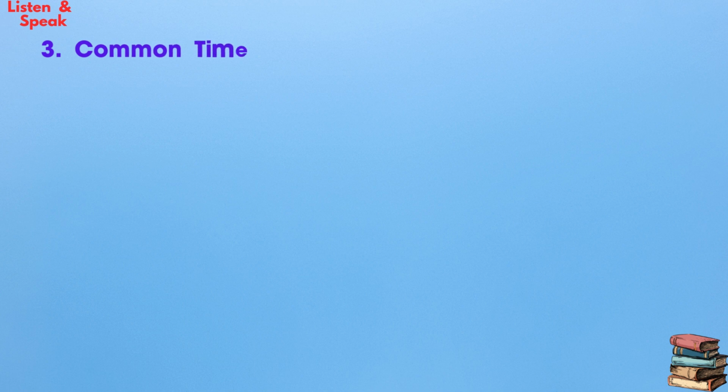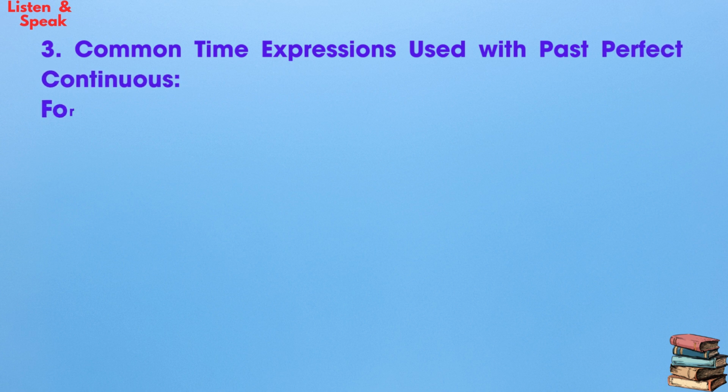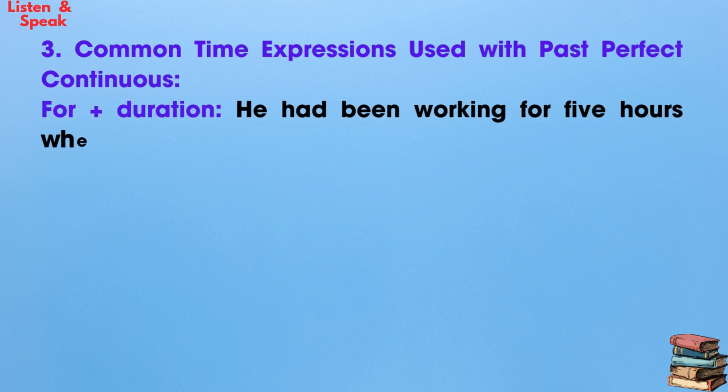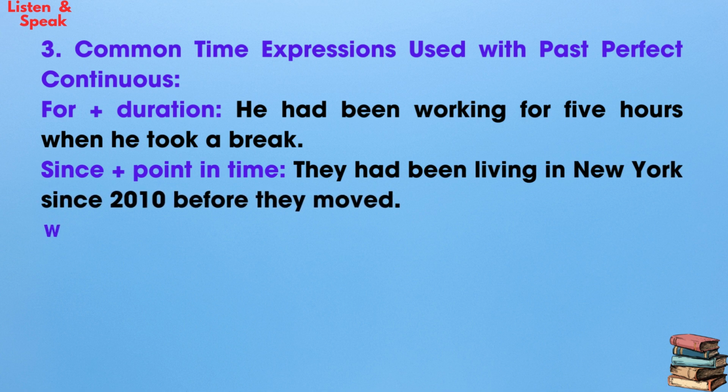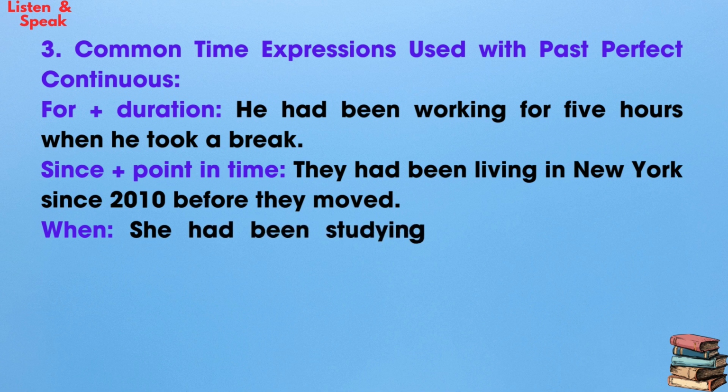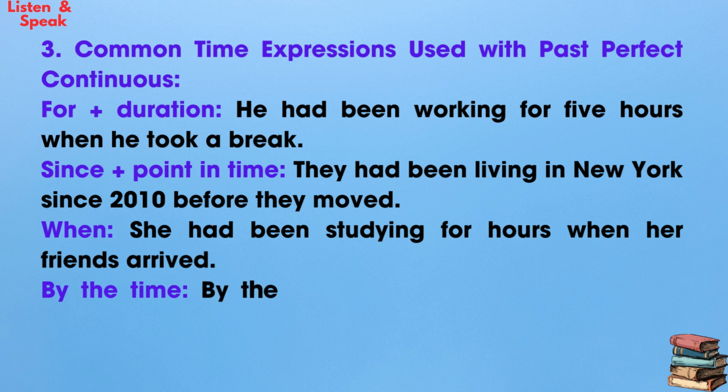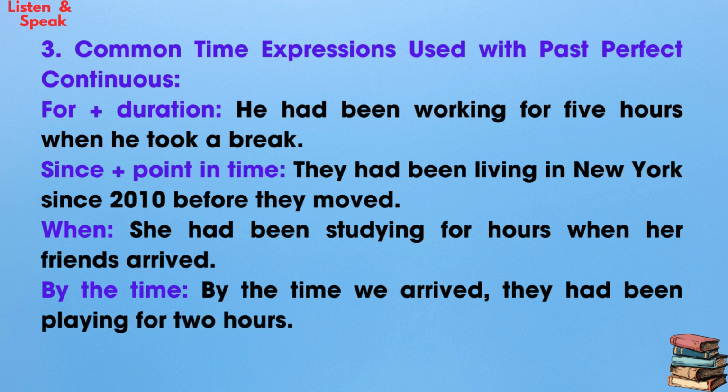3. Common time expressions used with past perfect continuous. For: duration. He had been working for 5 hours when he took a break. Since: point in time. They had been living in New York since 2010 before they moved. When: She had been studying for hours when her friends arrived. By the time we arrived, they had been playing for 2 hours.